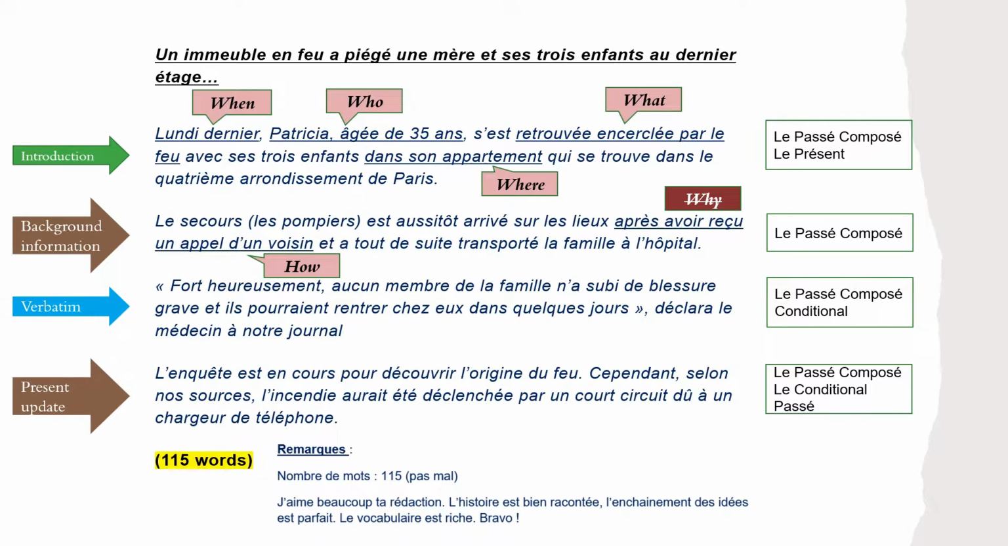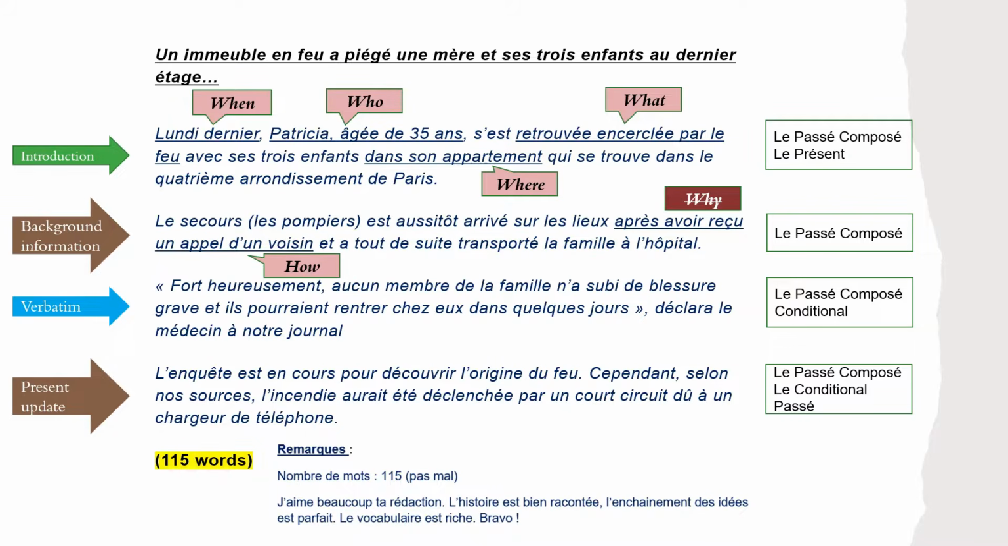And then I'm saying, according to our sources, it would have been started. So again, I'm using conditional tense here. Aurait lancé, aurait été déclenché. So this is a good structure. You can keep a note of it, and probably you can also use it in your example.